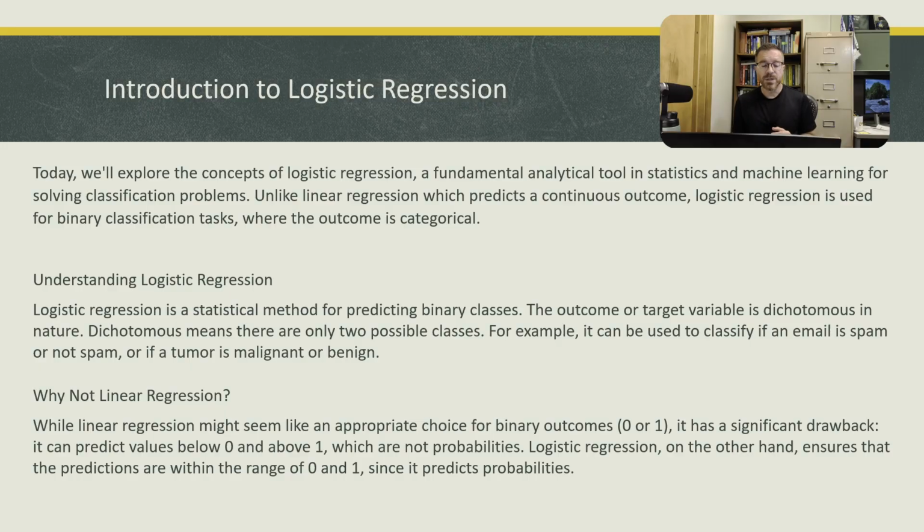So why not just use linear regression? While linear regression might seem like an appropriate choice for a binary outcome, right, 0 or 1, it has a significant drawback. It can predict values that are below 0 or above 1, which are not possibilities, right? Because you have to think of these like probabilities. Logistic regression, on the other hand, ensures that the predictions are within our range of 0 to 1, since, again, as I mentioned, they're probabilities. In fact, I'll look at graphing this at the end, where you'll see that we get what's called an S-curve or a sigmoid curve, which will show the shape of the actual graph and where that cutoff is based on your logistic regression model.